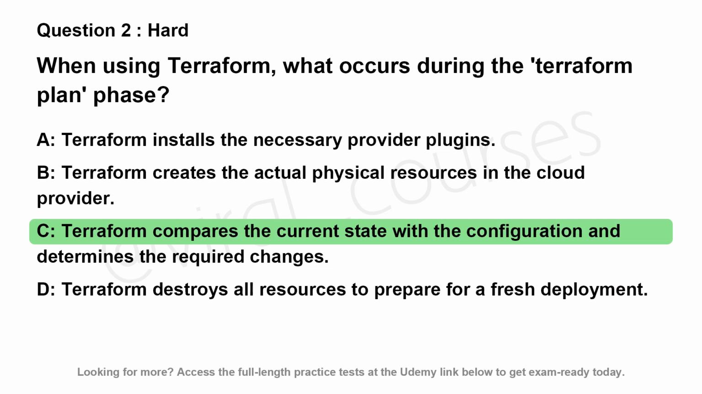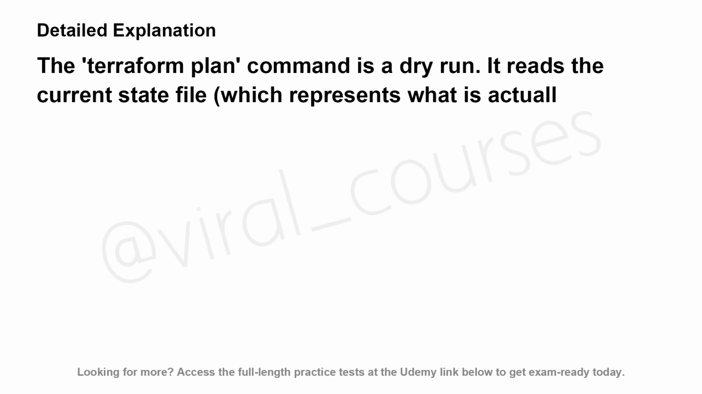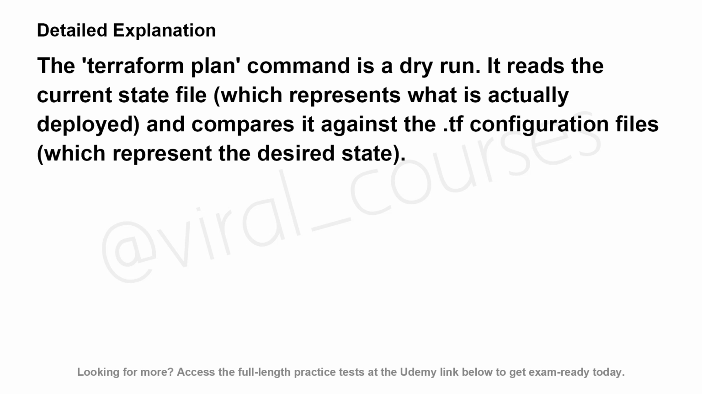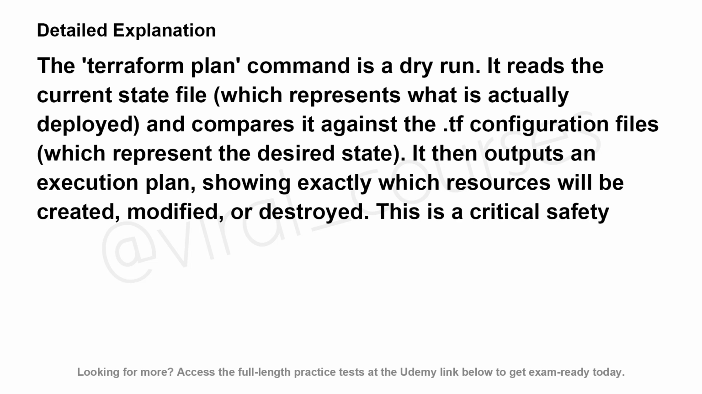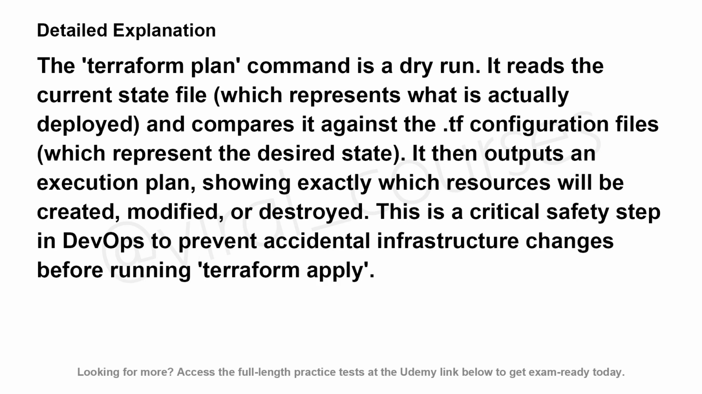The correct answer is C. The Terraform plan command is a dry run. It reads the current state file, which represents what is actually deployed, and compares it against the TF configuration files, which represent the desired state. It then outputs an execution plan, showing exactly which resources will be created, modified, or destroyed. This is a critical safety step in DevOps to prevent accidental infrastructure changes before running Terraform apply.